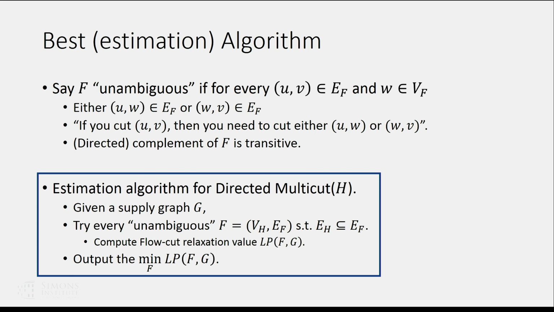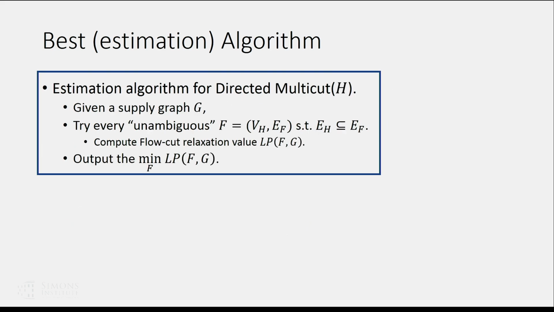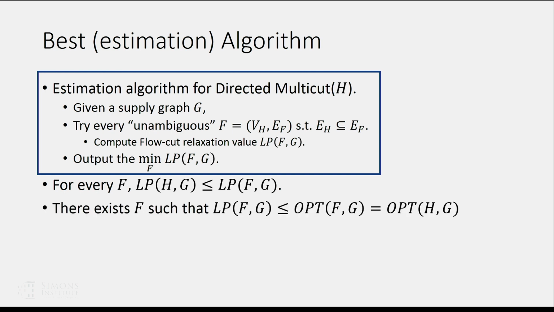And at first, it looks kind of bizarre, and it's not clear whether it's a relaxation or not. So let's try to see. Okay, so this is the algorithm. One thing you can easily establish is that for every F, since F is a supergraph of H, we know that LP HG is at most LP F of G. That's true. And I claim that there exists an F among the graphs we considered, such that LP FG is at most opt HG. Okay, so let's try to show this.